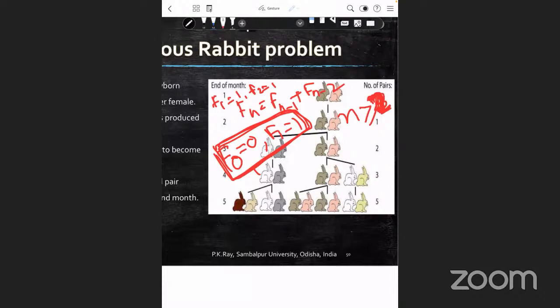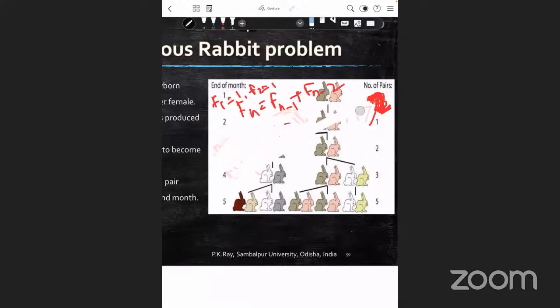Please mute yourself. Okay. So F0 is 0 and F1 is equal to 1. Right. So how to solve this one? If we solve this, Fn is equal to Fn minus 1 plus Fn minus 2, recurrence relation method, those who have studied in +3, that is discrete mathematics, you know that the auxiliary equation of this recurrence relation is lambda square is equal to lambda plus 1.